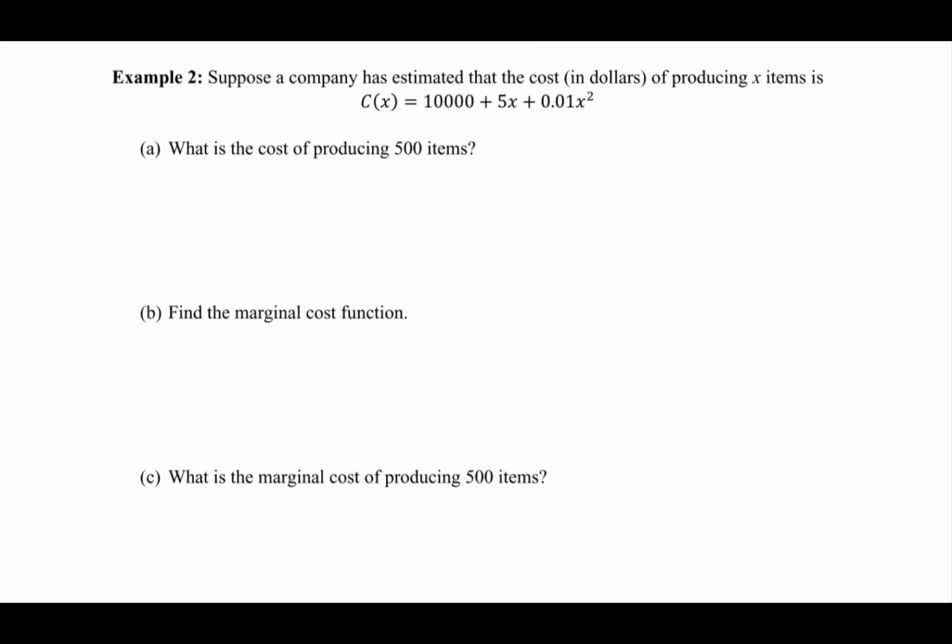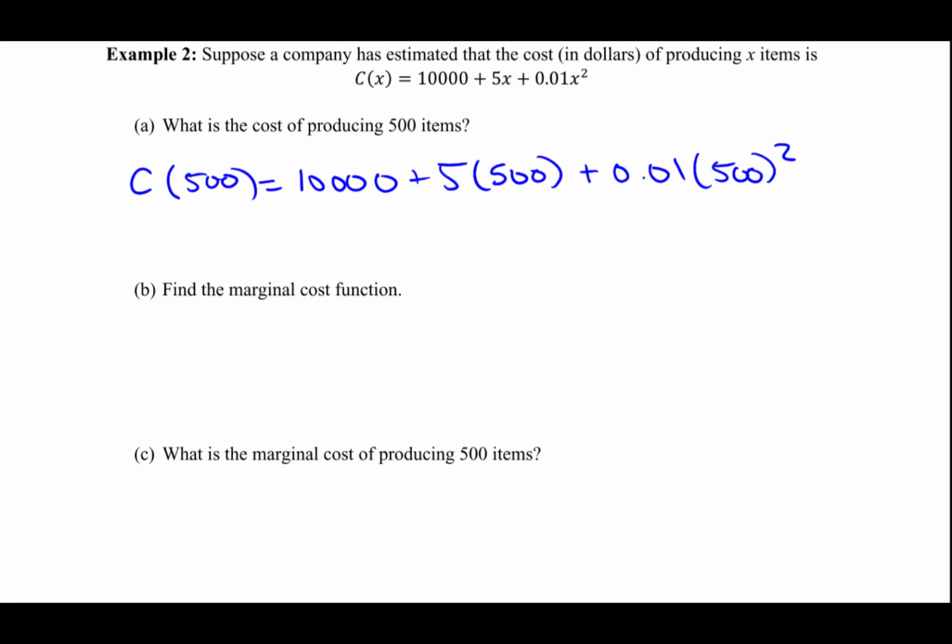Moving on, we're going to take a look at our business example. So we have a cost function here, and we want to know the cost of producing 500 items. So we're simply substituting 500 into that cost function, grabbing a calculator, and evaluating. And that gives us $15,000. Don't forget your units.